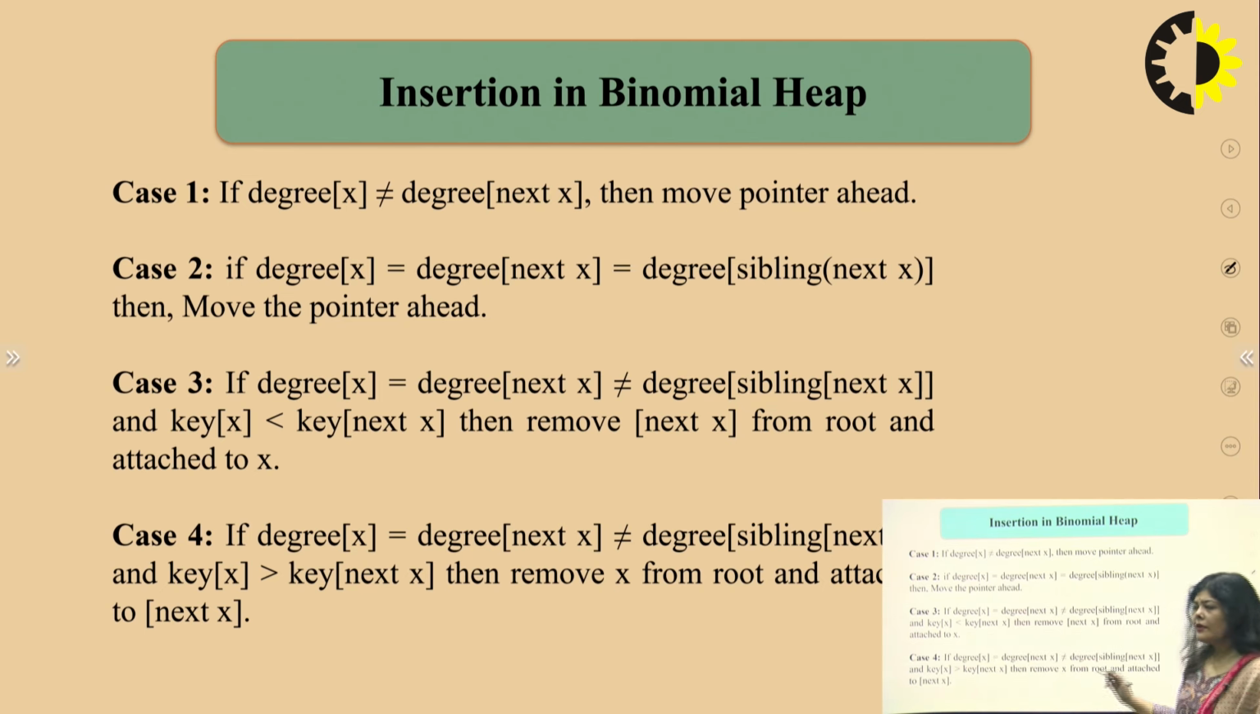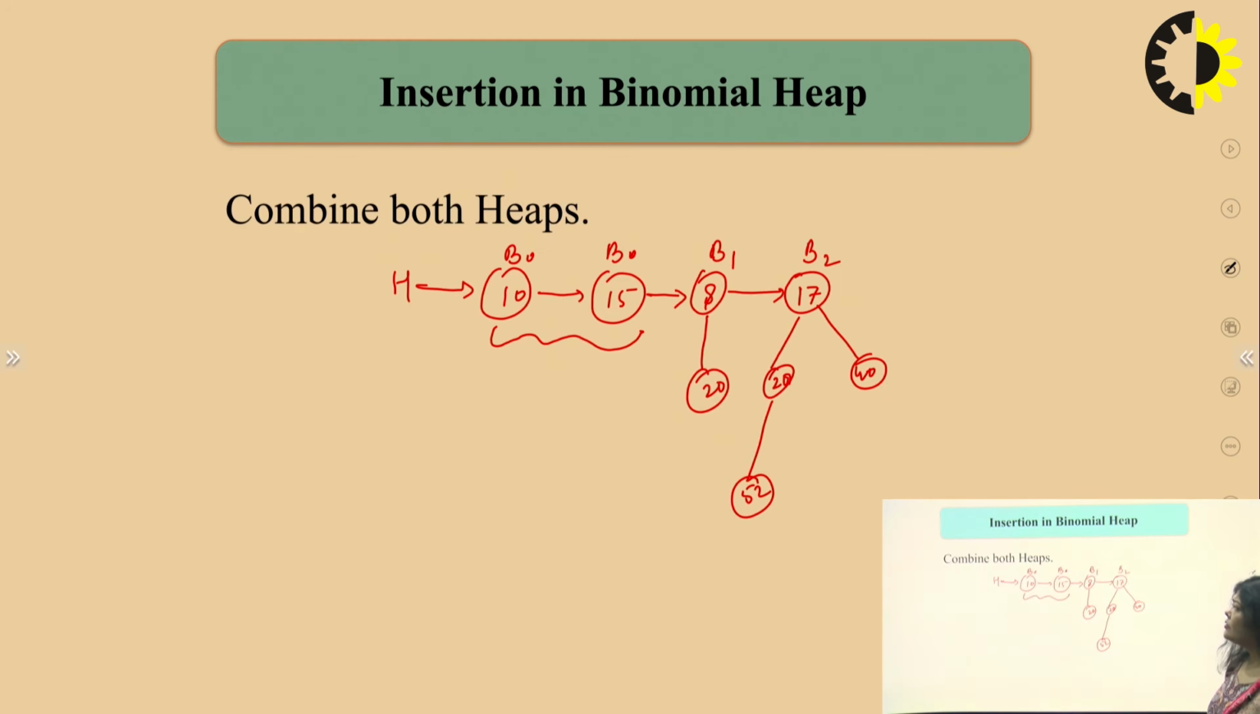Okay, so this way we are actually performing the merge operation. And in case 4 we are simply doing the reverse, right? So in this case we are keeping the next X and we are removing the binomial tree which is rooted at node X, and we are attaching it as the left child of the next binomial tree, which is represented as next X here. Okay, how is this going to be done?